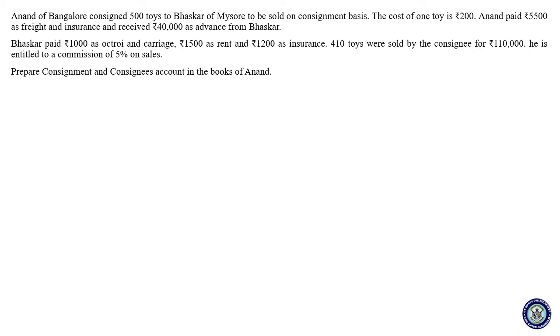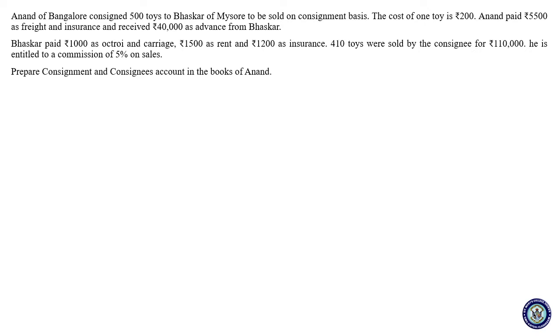Okay, so Anand of Bangalore consigned 500 toys to Bhaskar of Mysore. So now Anand has consigned the goods, which means Anand is the supplier of the goods and Bhaskar is the receiver of the goods. The supplier of the goods is known as the consigner, so Anand is the consigner. Bhaskar is the consignee. So how many units of goods? It is 500 toys.